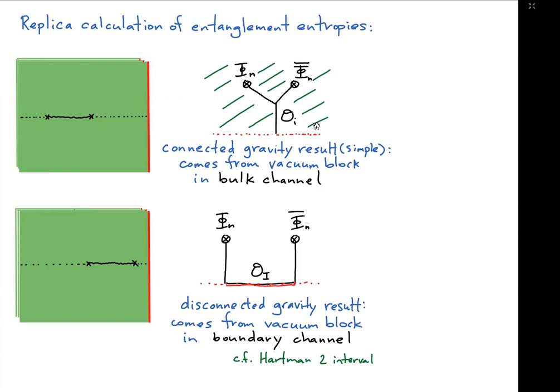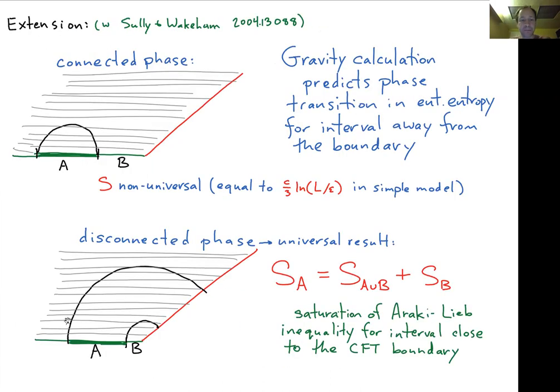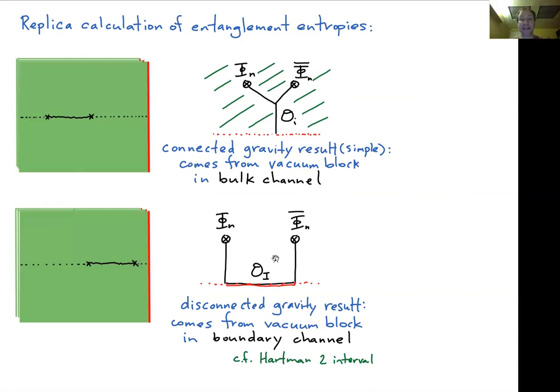So a priori, non-identity operators could also run in the boundary channel, right? Yeah, that's right. Of course, we may not have expected this vacuum block dominance at all, but in this case, because the gravity calculation suggests a universal result, that suggests that this vacuum block does dominate in the boundary channel, at least when you're in this phase. Okay, thank you.